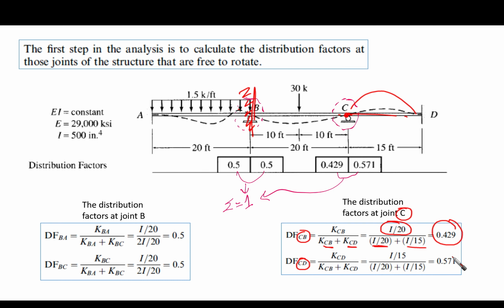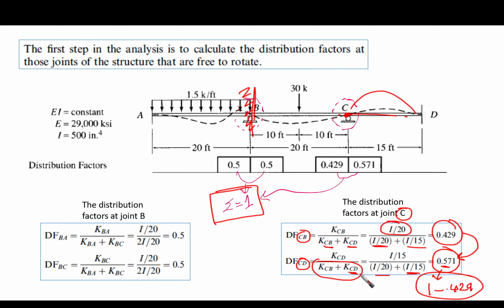As we said before, the summation of distribution factors must equal 1. If we have 0.429 here, this means that we must have this value to be 1 minus 0.429. And that's it. No need for the calculation. But if you want to calculate, you can, and you're going to find it equals 0.571. It is equal to KCD over the summation of relative bending stiffnesses. Take care here, it is I over 15 for KCD.